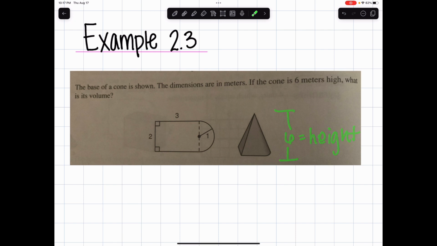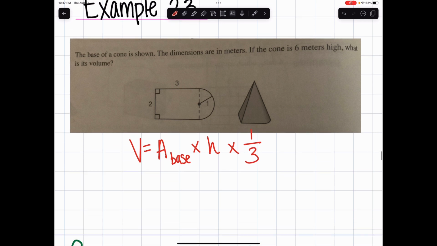What is the volume? So we remember the formula. The volume is going to be the area of the base times the height times, because it's a cone now, 1/3. It doesn't have to be in the same order as the formula. Commutative property of multiplication, it doesn't matter the order. You can put the 1/3 at the end.